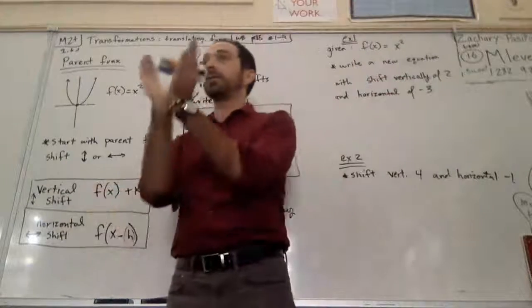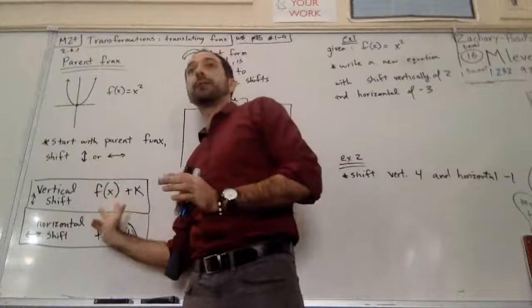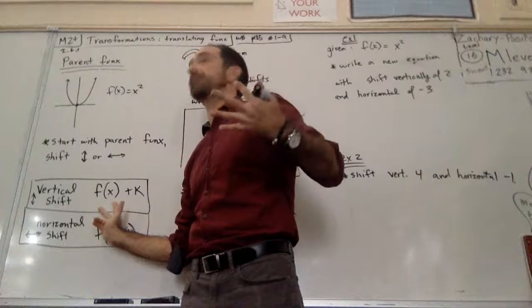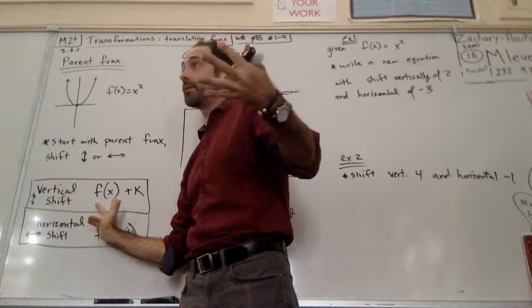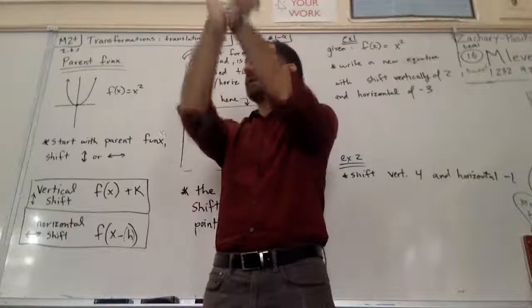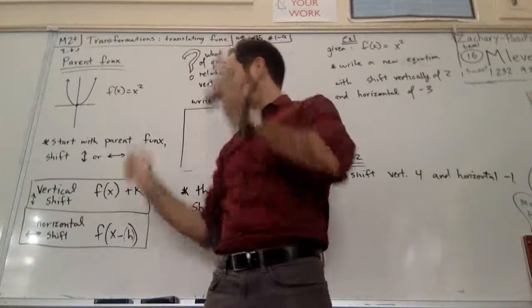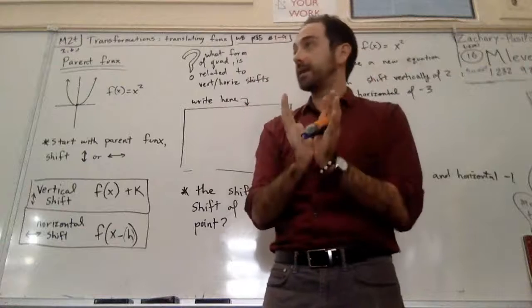If I'm doing a vertical shift, what I do is I take the function f of x. And that could be any function. This function could be x squared plus 5x plus 3. That's the function. Then if we wanted to move it up some amount, I would add a k value to it. Okay. If I wanted to move it down, I would subtract a value.